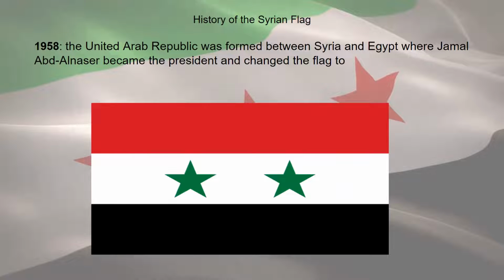Later in 1958, a republic was formed, the unity between Syria and Egypt, and it was called the United Arab Republic. The president was Jamal Abdel Nasser, the Egyptian president, and he became the president of the United Arab Republic. So he changed the flag to the one that you see now, which is the flag that was used before the revolution, and the two stars refer to Syria and Egypt.